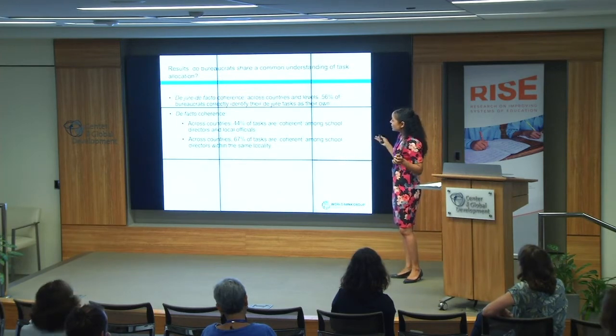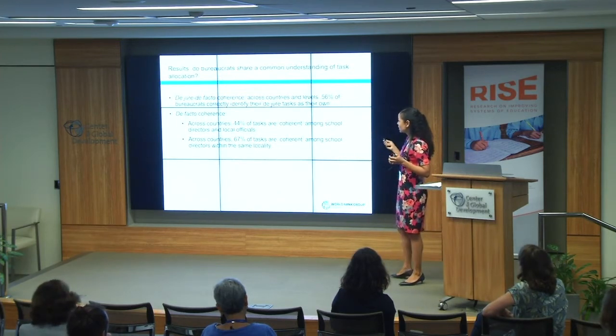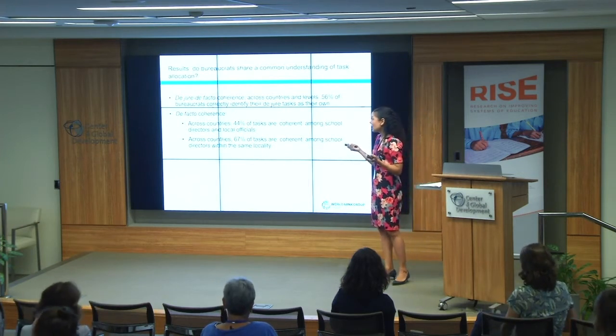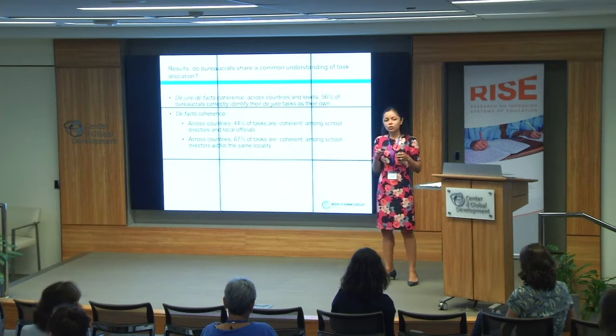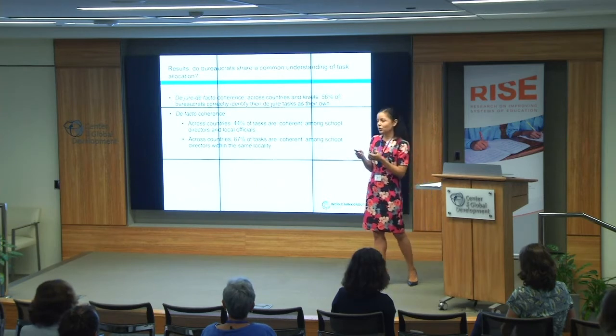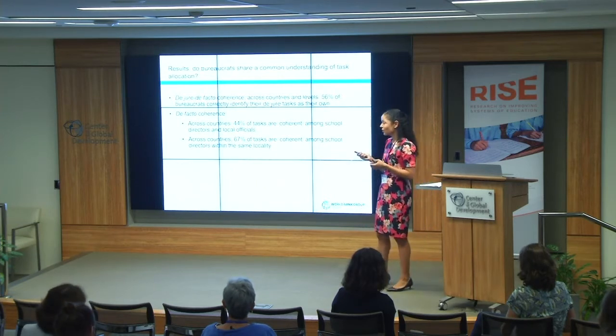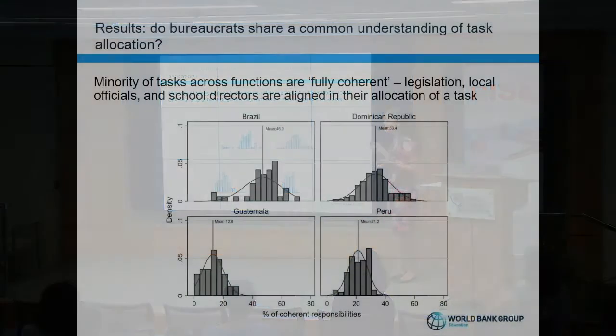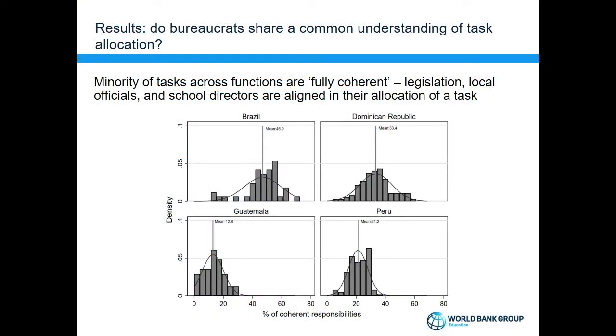And then across countries, again, 44% of tasks are coherent between school directors and their local officials. And within school directors themselves, they're more coherent. So about 67% of tasks are coherent between school directors themselves within a locality. But probably more importantly, we see a lot of variation across countries.